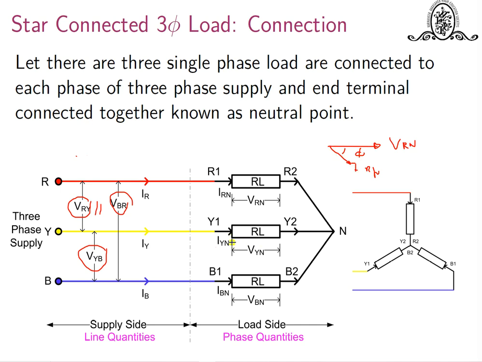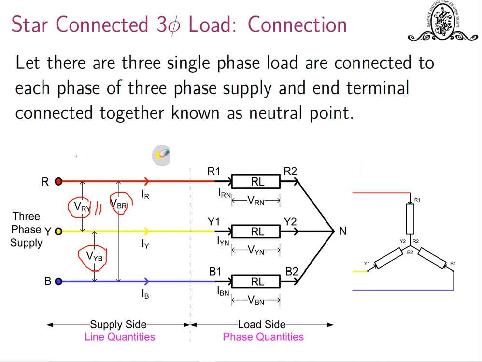Similarly, we can develop the relationship between VYN and IYN, and VBN and IBN. The value of phi will be the same if all loads are the same, that is, it is a balanced load. The value of RL is the same, so this phi value is also going to remain the same.